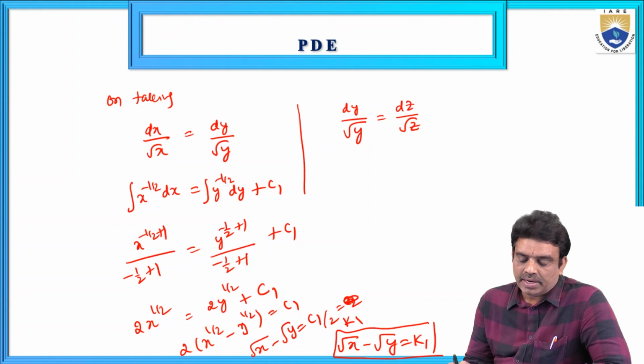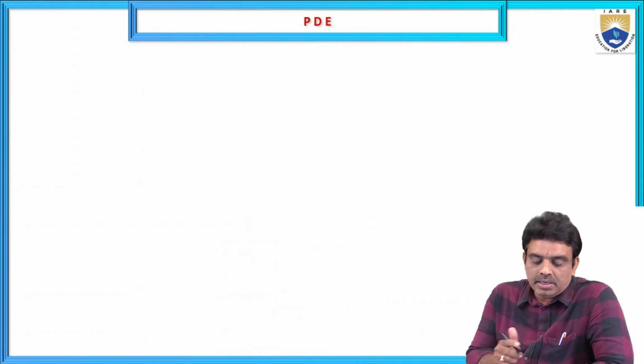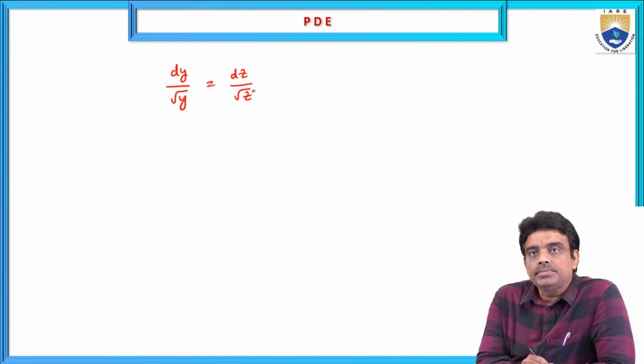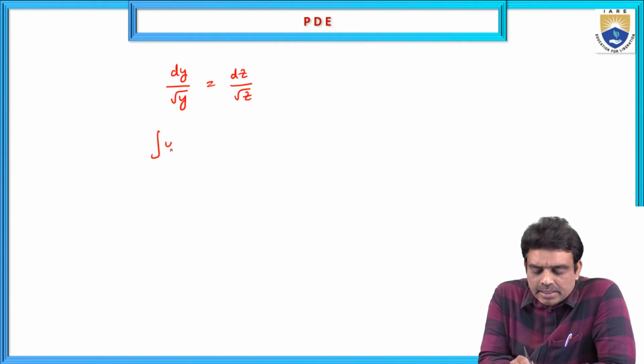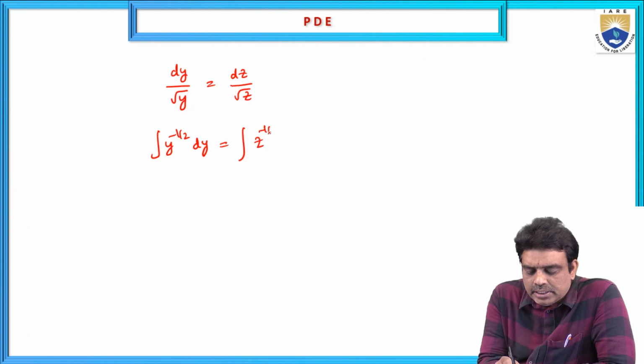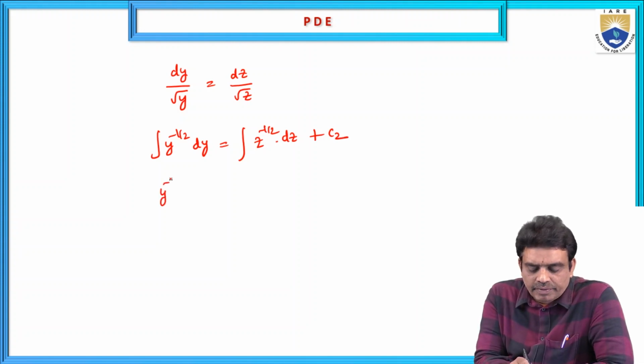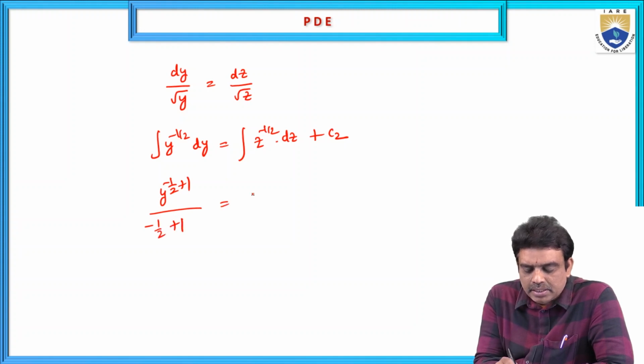Similarly, we find the second one. Similarly, what is the second one? dy by root y is equal to dz by root z. So on taking integration, y power minus half dy is equal to z power minus half dz plus c2. So what is the integration? y power minus 1 by 2 plus 1 by minus 1 by 2 plus 1, z power minus 1 by 2 plus 1 by minus 1 by 2 plus 1 plus c2.